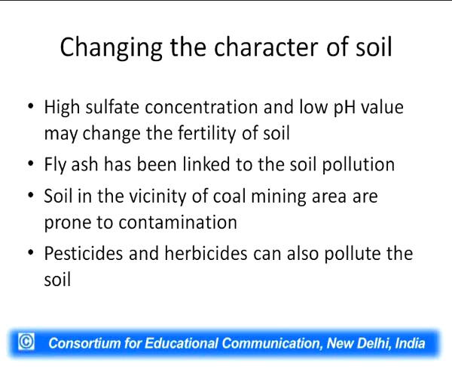They can also change the character of the soil. High sulfate concentration and low pH values, which is very much a possibility in the atmosphere, may change the fertility of the soil. Fly ash has been linked to soil pollution. Soil in the vicinity of coal mining areas is prone to contamination, and pesticides and herbicides, which are a class of pollutants, can also pollute the soil.